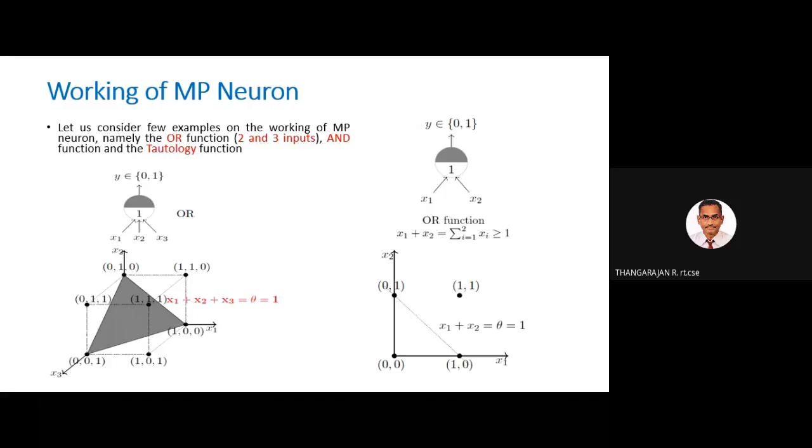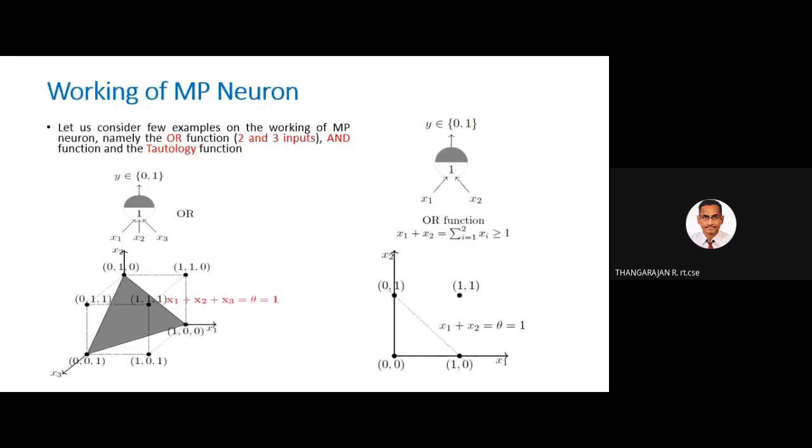If it is equal to 1, it represents this plane. You know that in 3 dimensions, when you involve 3 axes, you get a plane. This plane, the shaded triangle shown here, has the equation x1 plus x2 plus x3 equal to 1. Anything above that plane, that is, whenever x1 plus x2 plus x3 is greater than or equal to theta, the output is always 1. When x1 plus x2 plus x3 is less than 1, we go behind the plane, and in that case the output is 0.